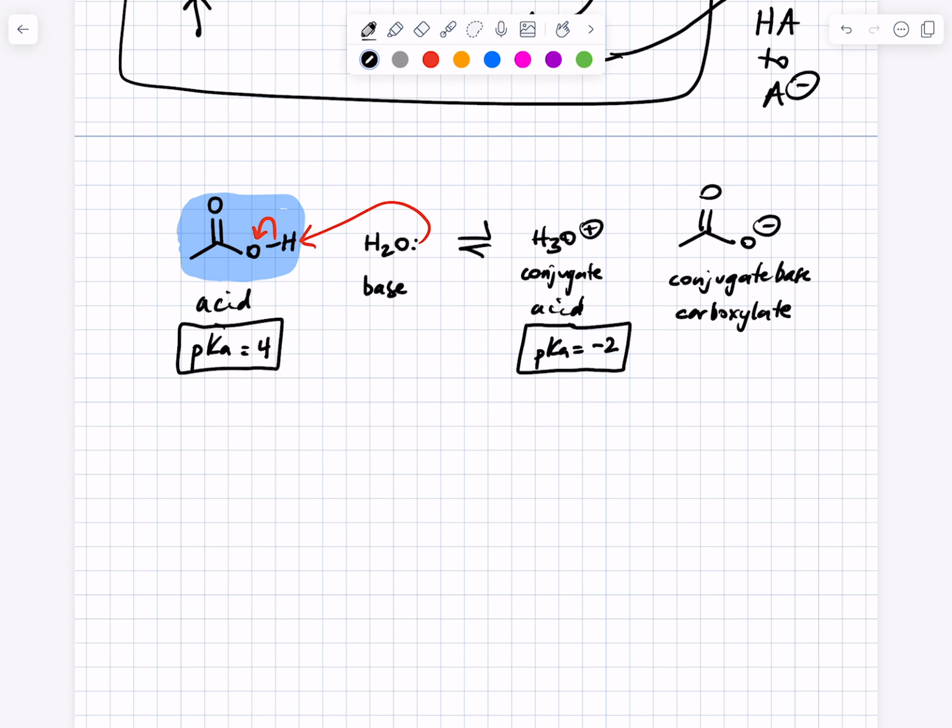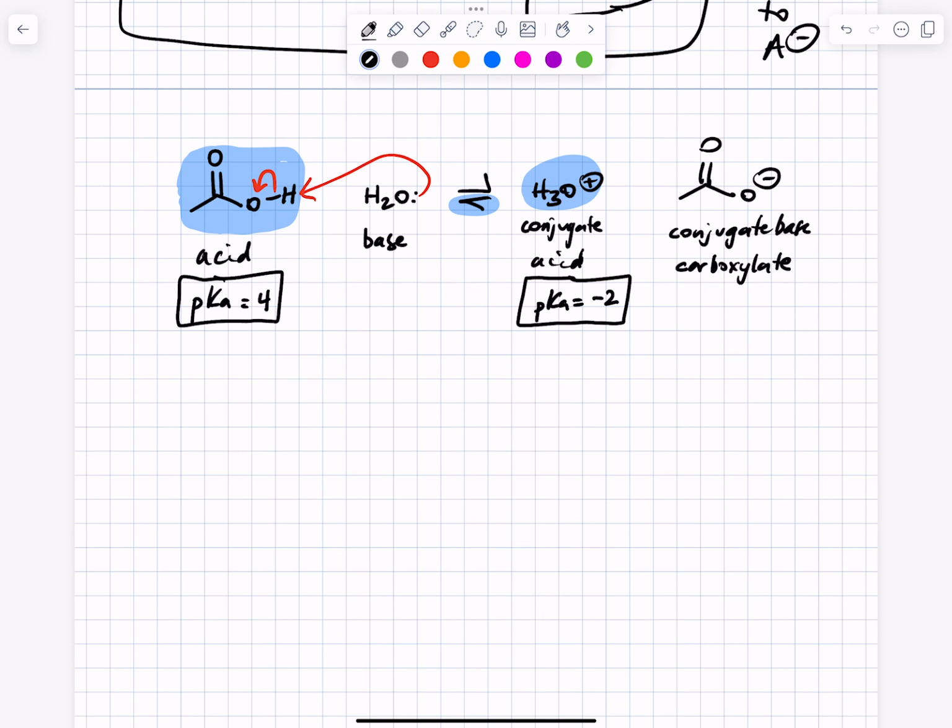So, who is the stronger acid? Is it H3O plus, or is it the carboxylic acid? H3O plus is the better acid. How did you know that? The pKa is smaller by 6 pKa units. That's a factor of 10 to the 6 in equilibrium constant. Or in other words, hydronium is 1,000,000 times more acidic than the carboxylic acid. Okay, so which side dominates at equilibrium? Starting materials, right? Left hand. Good.